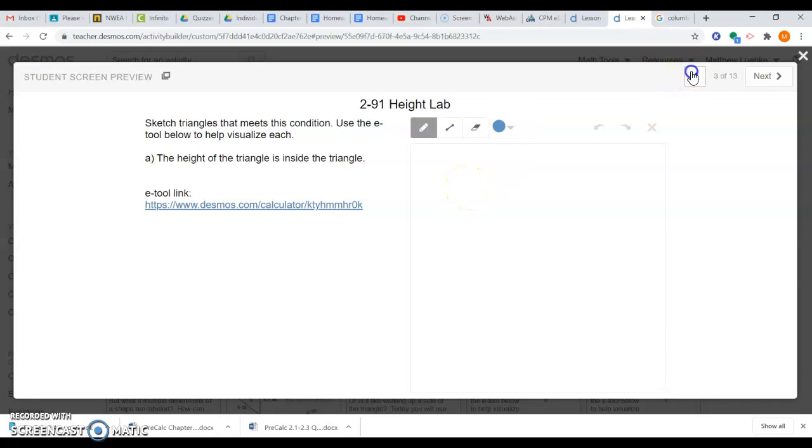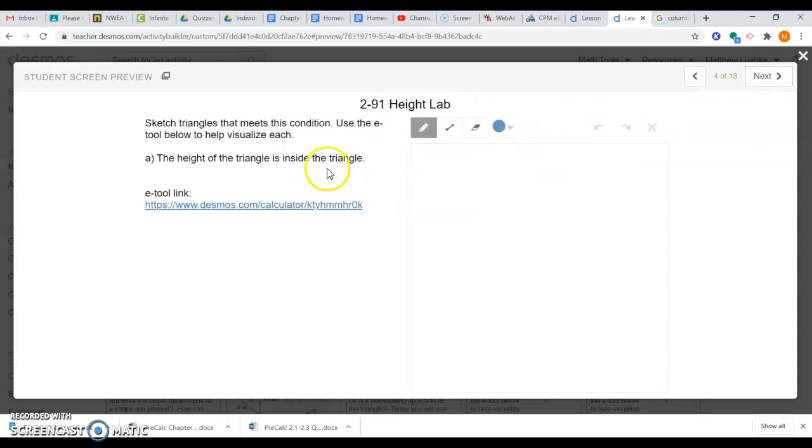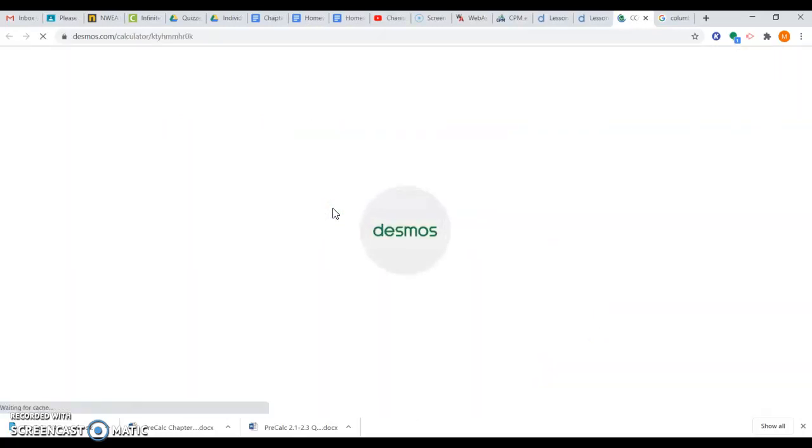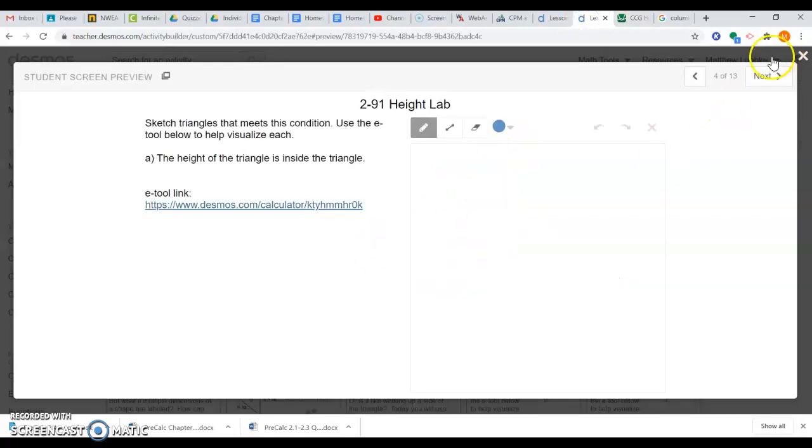And so what we're going to do here is use the e-tool on the following slides to investigate the behavior of a height of a triangle. And then we're going to sketch that out. We have this area here to do our sketches, and what we're going to sketch is a triangle where the height is inside the triangle. So we use the e-tool, and we say, well, this is a triangle where the height is inside of it, so I could sketch something similar to this one here. And I go back to my lesson and I sketch it.